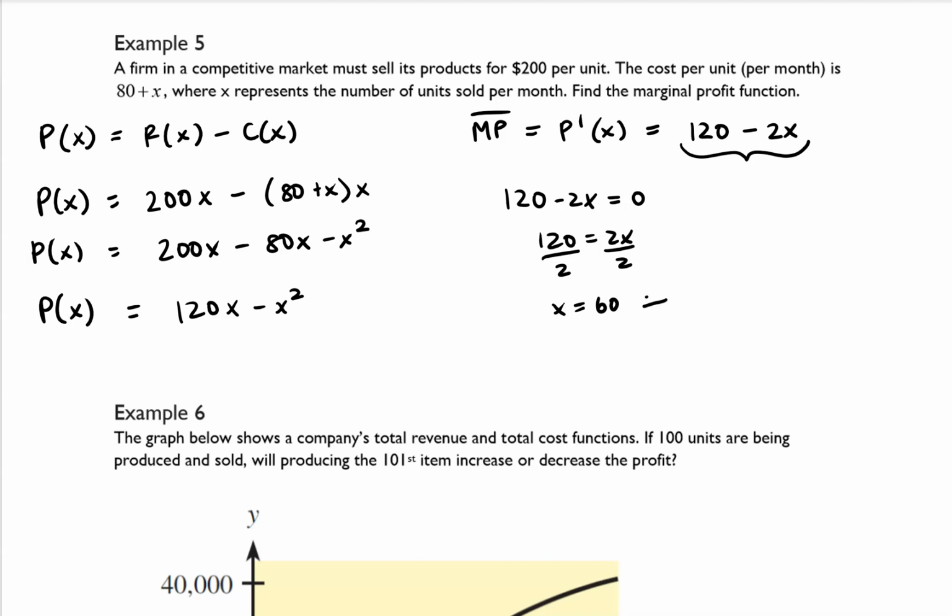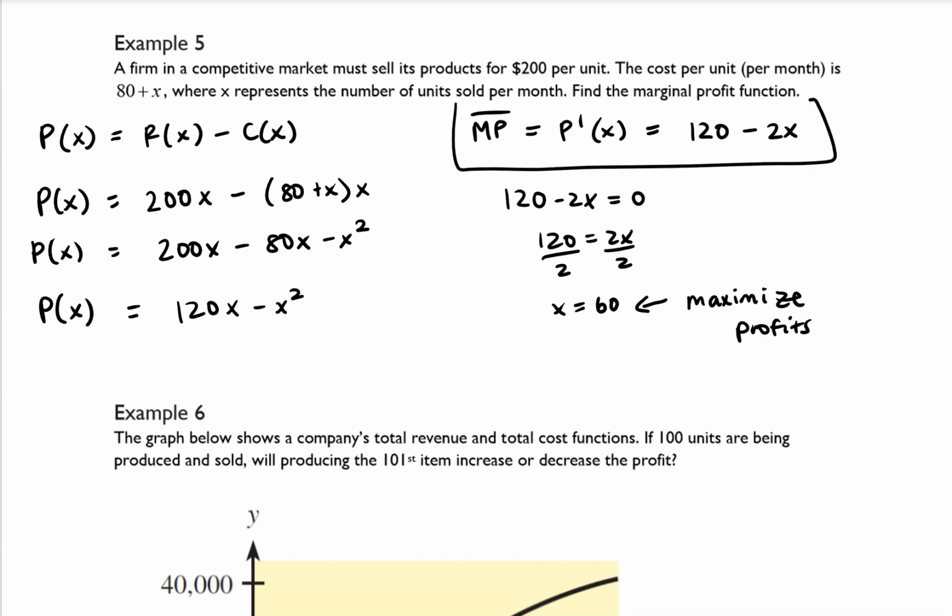So this is the number of units that's going to maximize profits. And again, we will talk more in depth about that in a later section. I'm just going to go ahead and box our final answer. So this is our marginal profit function, which the question was originally asking for.